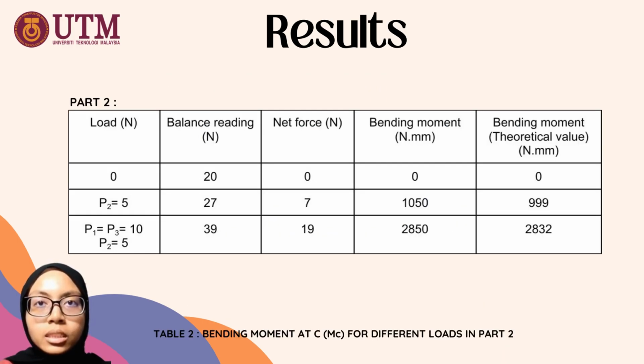The next is the table for part 2, which is the different load. You can see that we change the load for P2 equal to 5 Newton and the other parts, P1 and P3, equal to 10 Newton. So we make the calculation for bending moment on the experimental value and also the bending moment for the theoretical value, and we got this data.